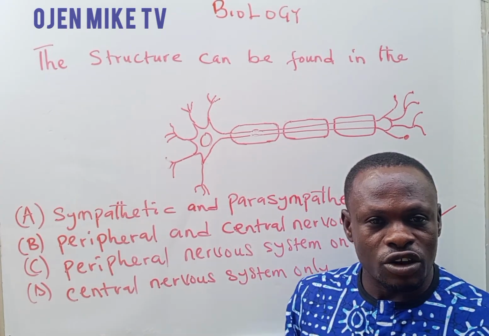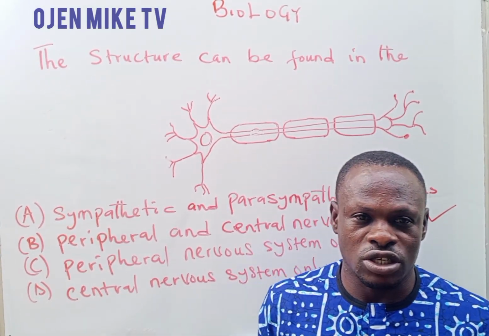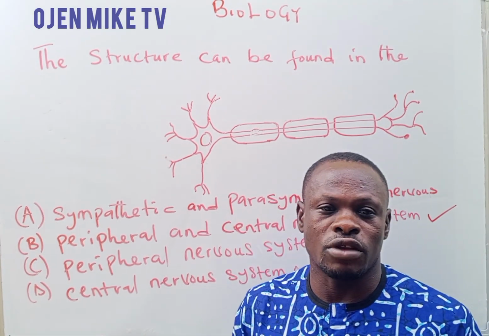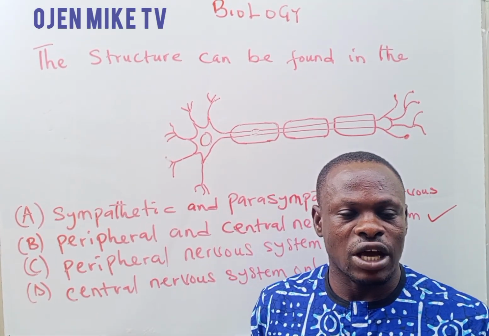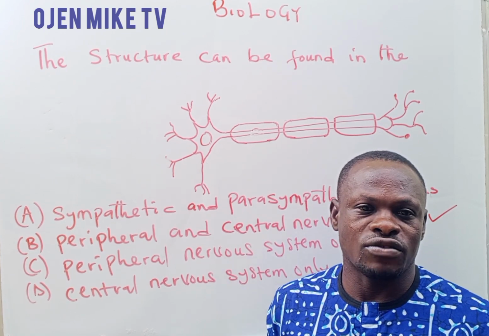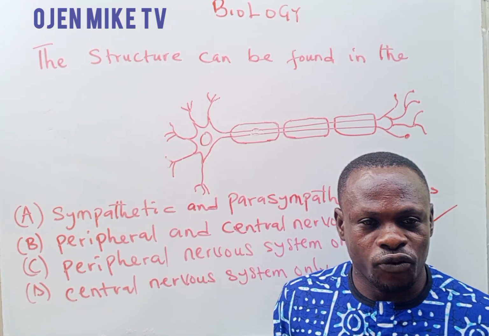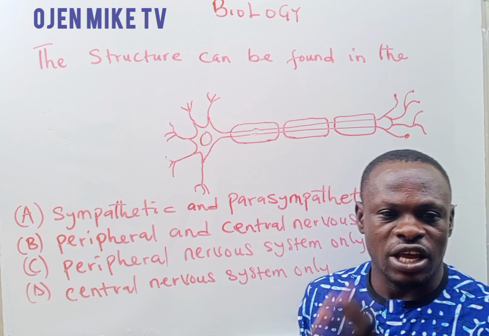Now when we talk about the nervous system, it is divided into two major categories. We have the central nervous system and we have the peripheral nervous system. The central nervous system is divided into two: we have the brain and the spinal cord. The brain is divided into three: we have the forebrain, the midbrain, and the hindbrain.